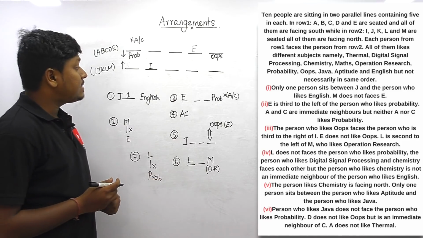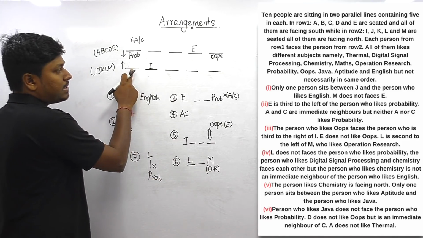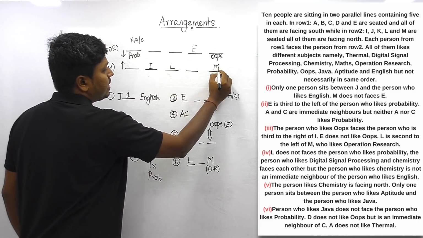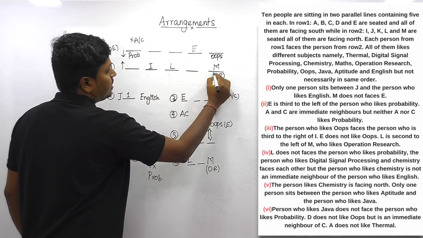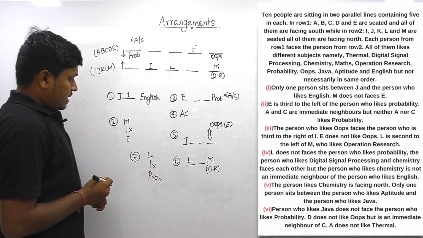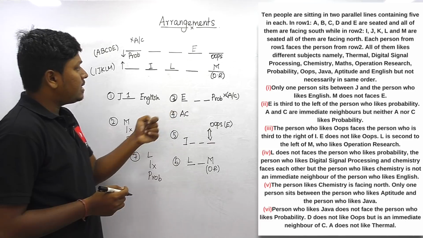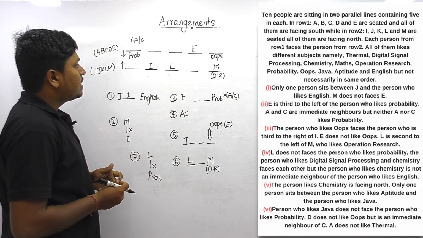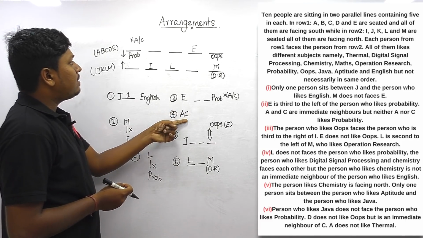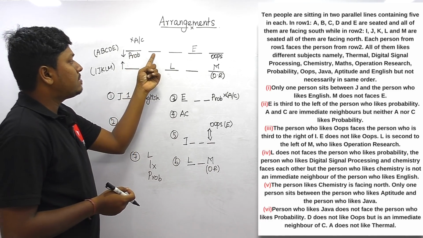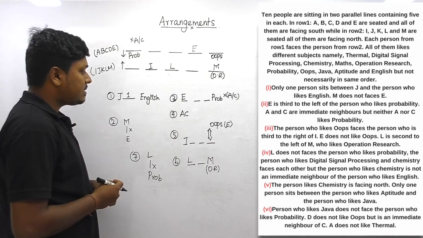L's right-hand side, second place, M. I should not place L here. If I place L here, this should definitely be M, and M is operation research. So J and English, next is E and probability, and also we know that A and C are immediate neighbors, and they have already told that A and C is not probability. So A and C should be placed anywhere else.